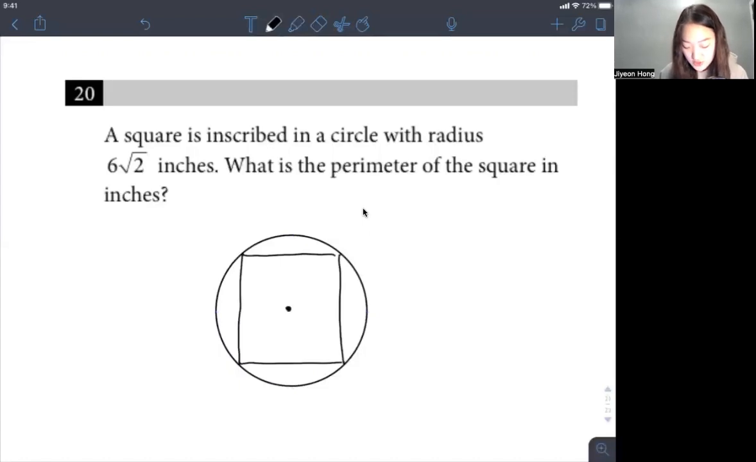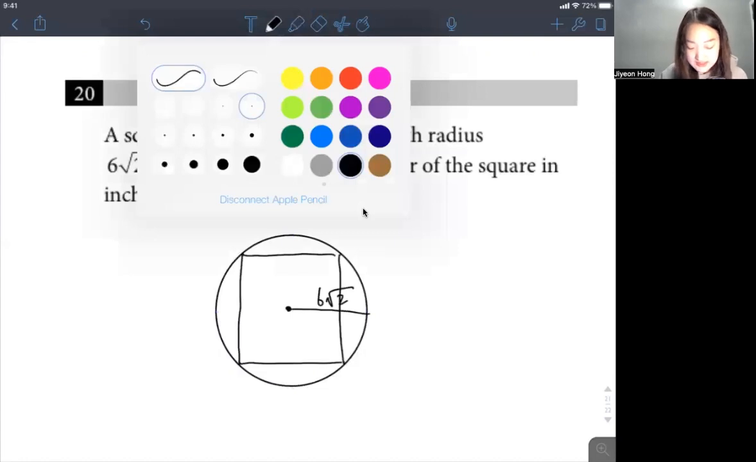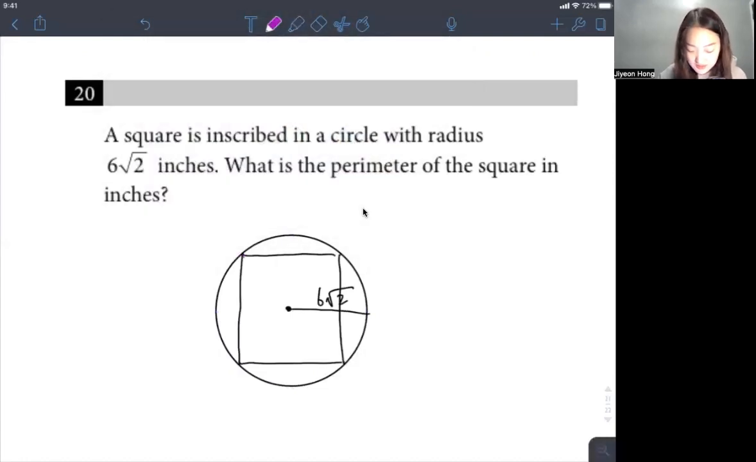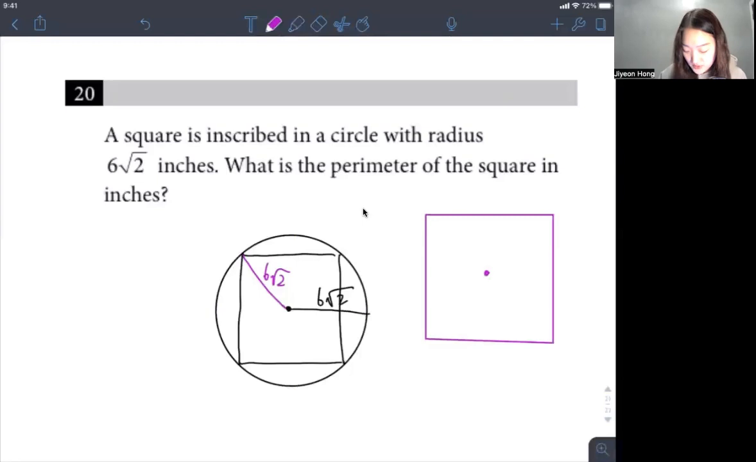So many traditional people will do 6 square root 2. Now what? Like, what am I supposed to solve here? Okay, so here's probably the most important part you have to recognize: a radius could also mean this part, any part of the circle, right? So let's zoom into our square we have here. And essentially, this portion here is 6 square root 2.